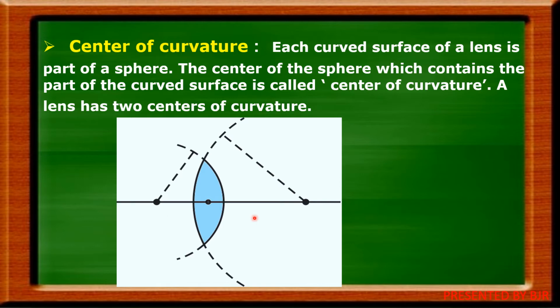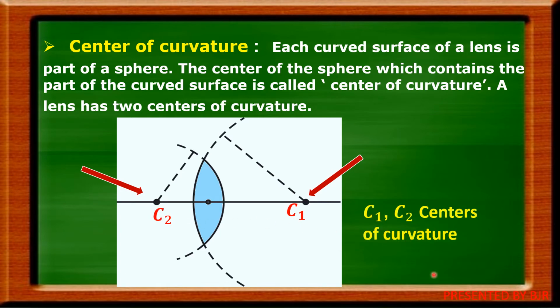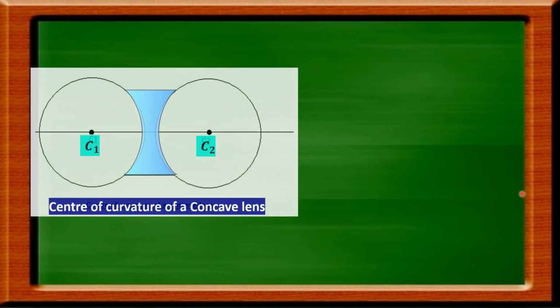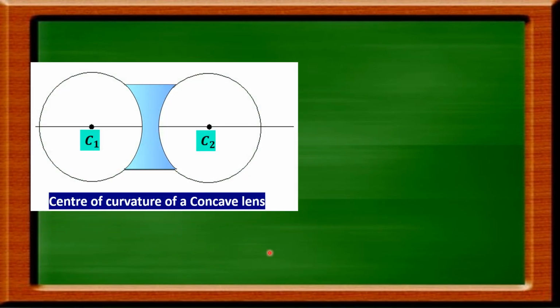Okay. C1 and that one is the C2. C1, C2 are the centers of curvature. Here you can understand the center of curvature easily.